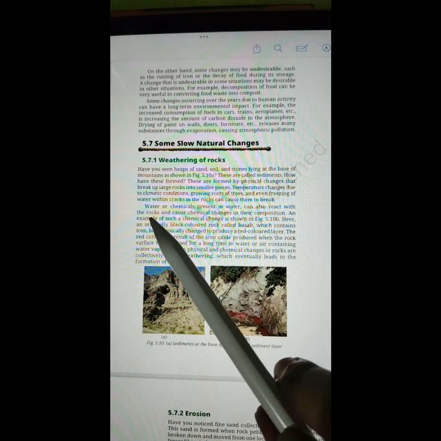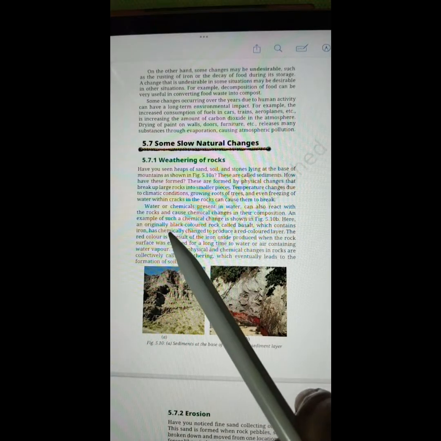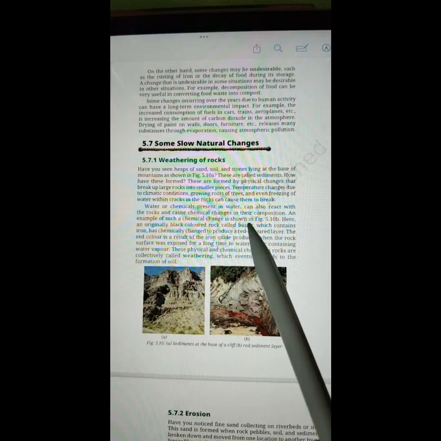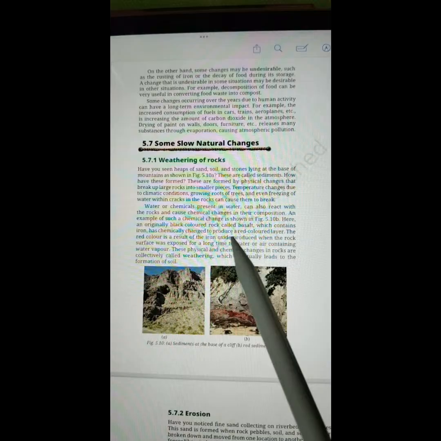Temperature changes due to climatic conditions, growing roots of trees, and even freezing of water within the cracks in the rocks can cause them to break. Water or chemicals present in the water can also react with the rocks and cause chemical change in their composition. An example of such chemical change is shown in figure 5.10b, this one.